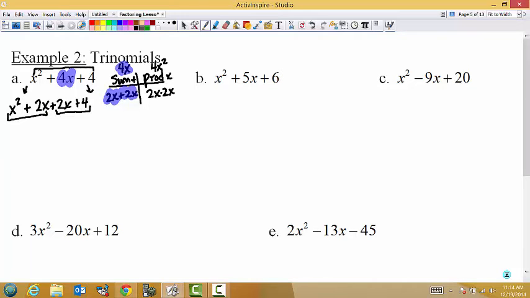And then I look and I say, alright, well, what's common to the first two? What can I take out of x squared and 2x? Well, I can take an x. And then I divide. I say, well, I had two x's.